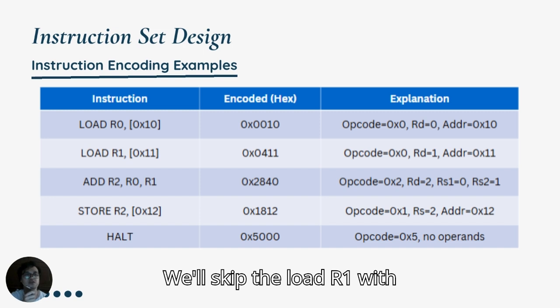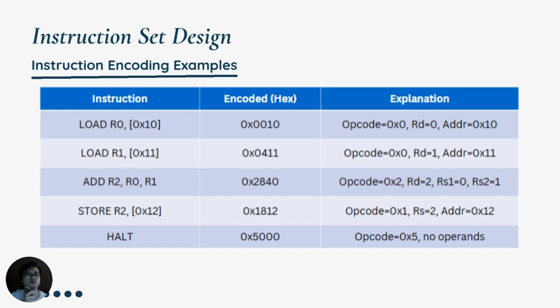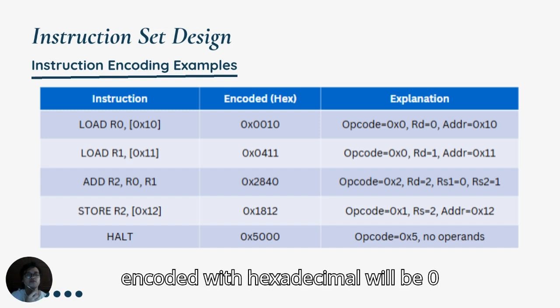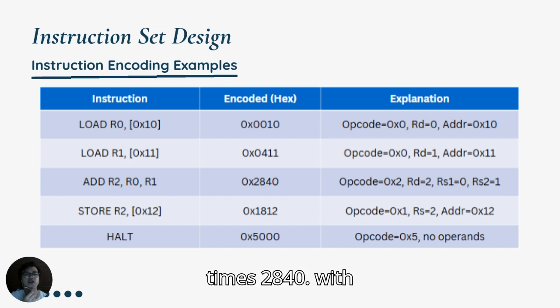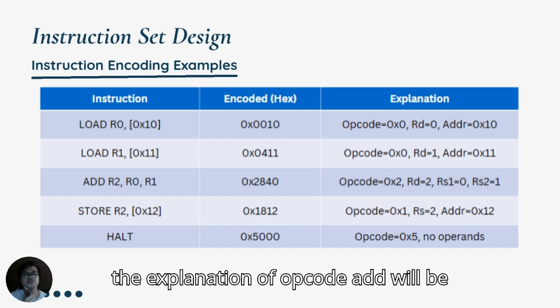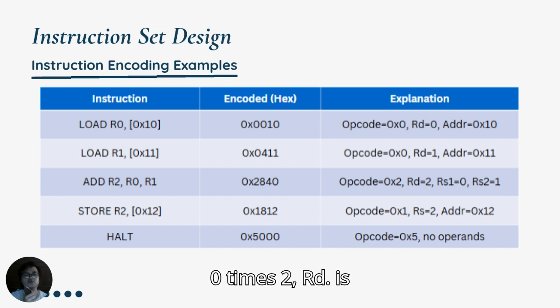We'll skip the load R1 with 8 instruction. Add R2, R0, R1, if encoded in hexadecimal, is 0x2840, with the explanation that the opcode add is 0x2, RD is 2, RS1 is 0, and RS2 is 1.